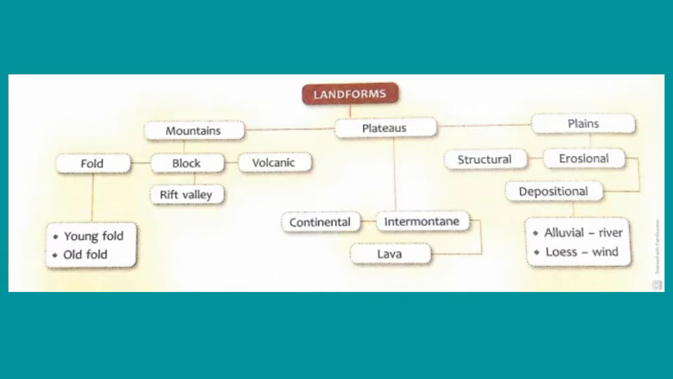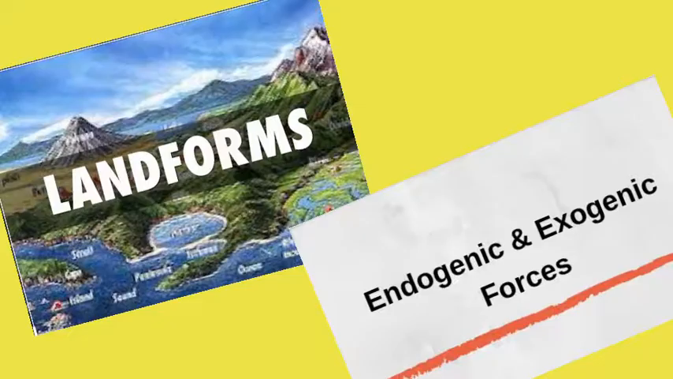Under fold you have again young fold mountains and old fold mountains. Under block we are going to learn what is a rift valley. Under plateaus we have three different types: continental, intermountain and lava plateaus. Under plains again we have three different types: structural, erosional and depositional. Under depositional you will learn alluvial, which is formed by rivers, and loess by wind.